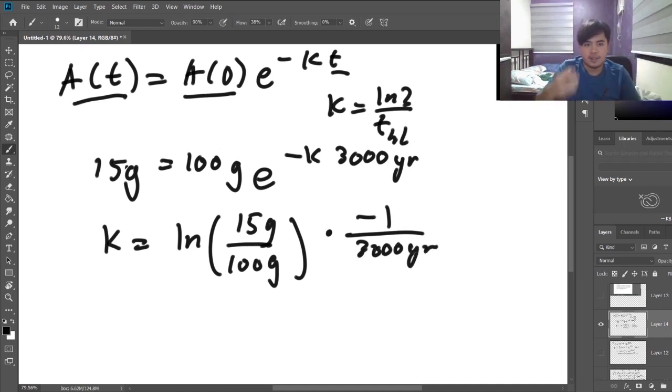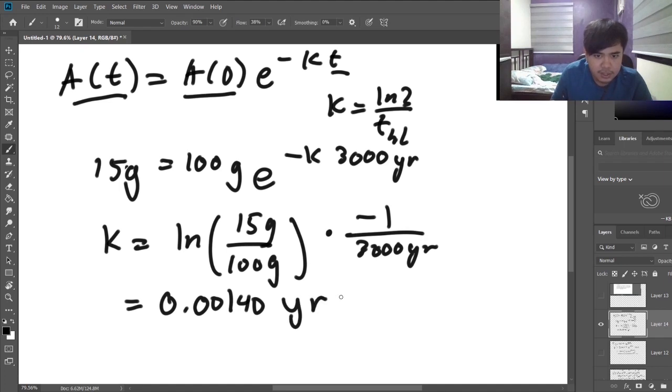So what happened here is we divided both sides by 100 grams. That's the 15 over 100. And then we took the natural logarithm of both sides, so we can remove e. And then we divided both sides by negative 1 over 3,000 years so that we can isolate k. So that's what's going on here. So the answer is 0.00140 inverse year, which is k, the rate constant. It's just a constant, so whatever unit it is, we don't care really. So this is k.